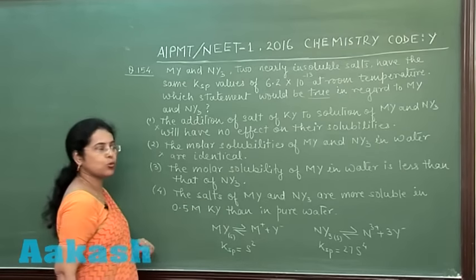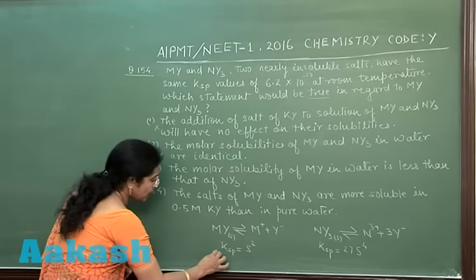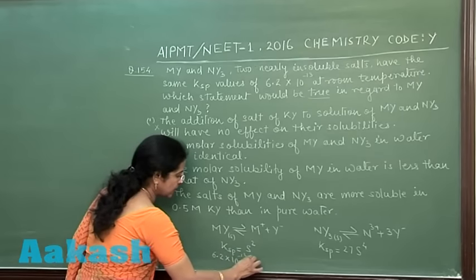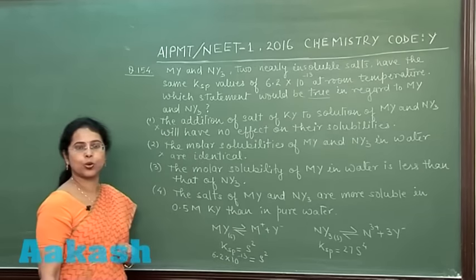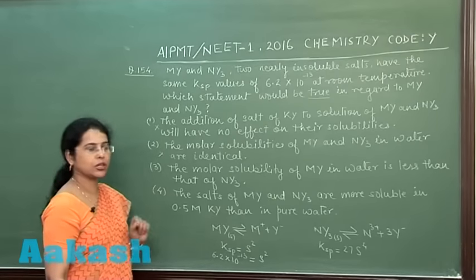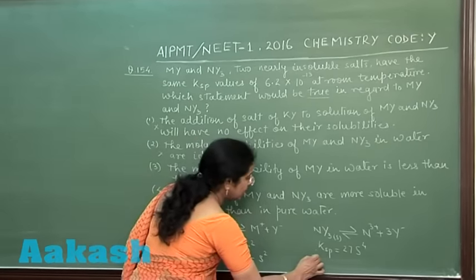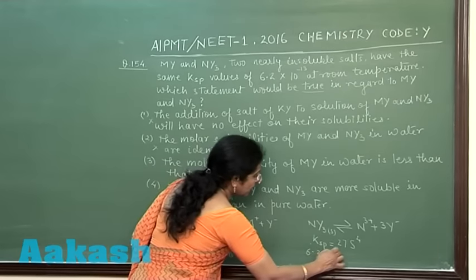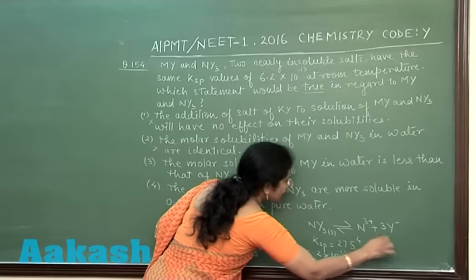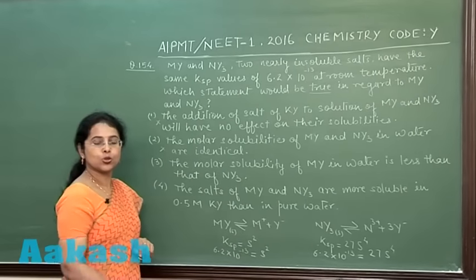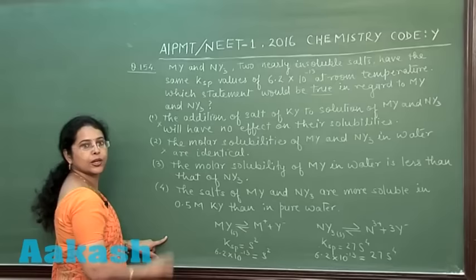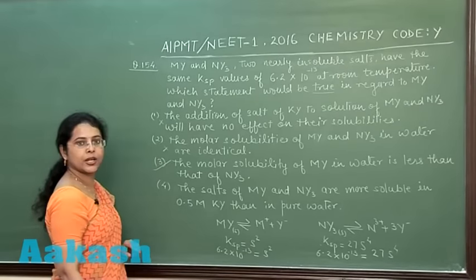Now let us calculate the molar solubility. Here the solubility product value is given 6.2 into 10 raised to power minus 13. This should be equal to S square. So solubility is root of 6.2 into 10 raised to power minus 13. While in this case, if solubility product is taken as 6.2 into 10 raised to power minus 13, this is equal to 27 S raised to power 4. So solubility is coming less in the first option than in the second one. So the third option is the correct one.